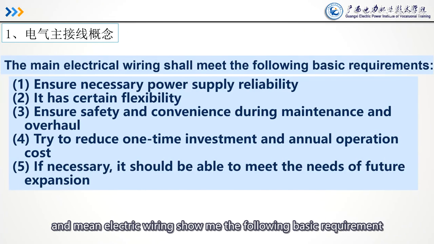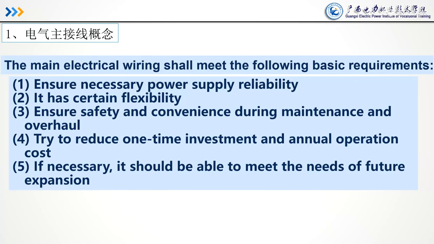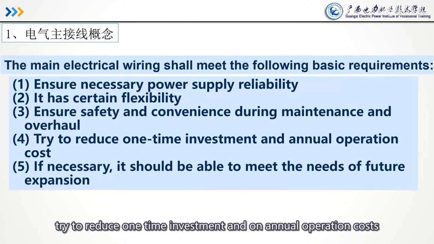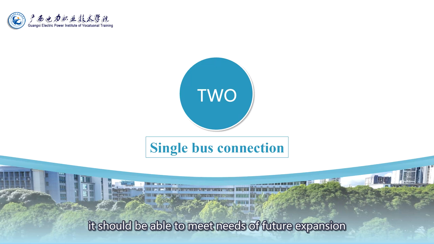The main electric wiring shall meet the following basic requirements. First, it ensures necessary power supply reliability. It has certain flexibility, ensures safety and convenience during maintenance and overhaul. Try to reduce one-time investment and annual operation costs. If necessary, it should be able to meet the needs of future expansion.